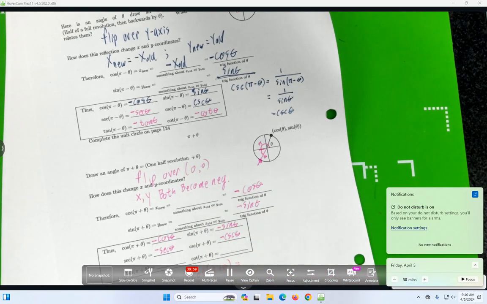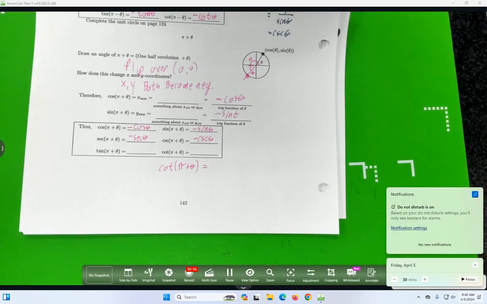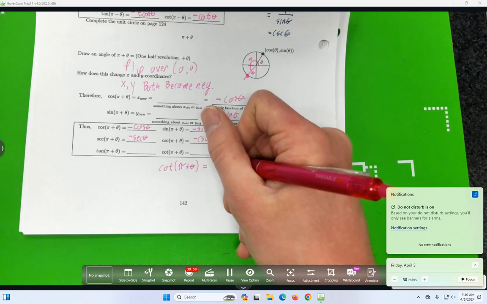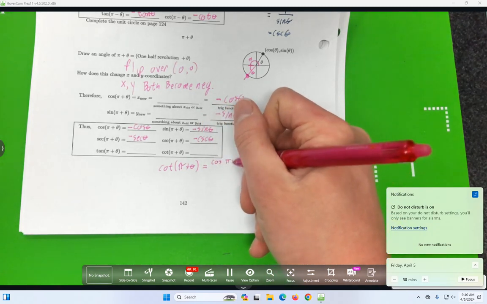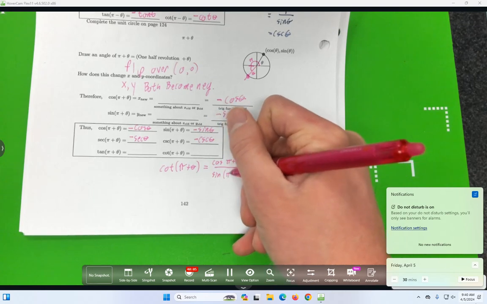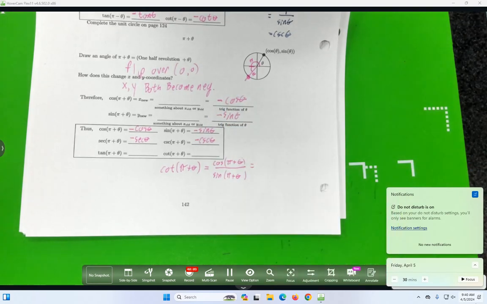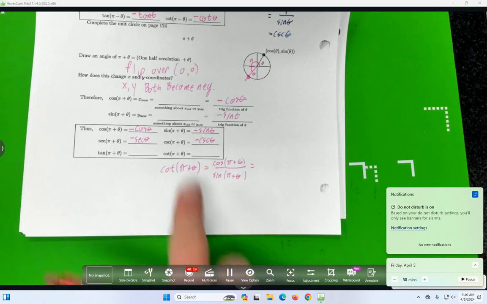What is cotangent in terms of sine and cosine? Cosine over sine. Ooh, that's exciting. Because now I know what happens to cosine and sine when there's a pi plus inside of the parentheses. What's cosine of pi plus theta? Negative cosine of theta. I can use this line.